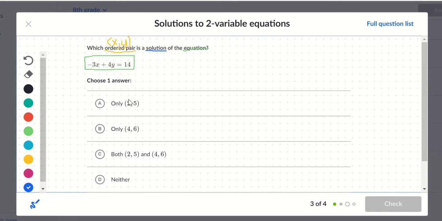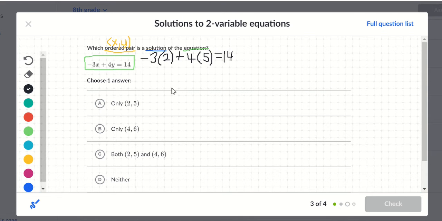We figure that out by taking our ordered pairs and plugging them into our equation. Now you want to say, how do we put an ordered pair into an equation? We do that by taking the x value and putting it where we see x, and taking the y value and putting it where we see y. So I'm going to test out A, which is 2, 5, to see if that is a solution or not.